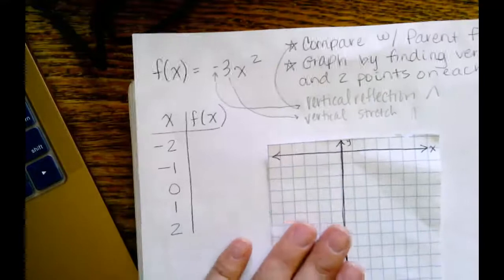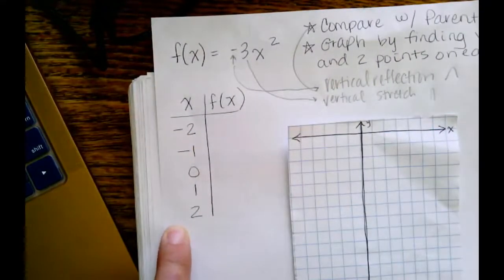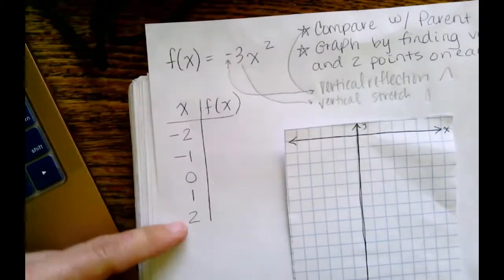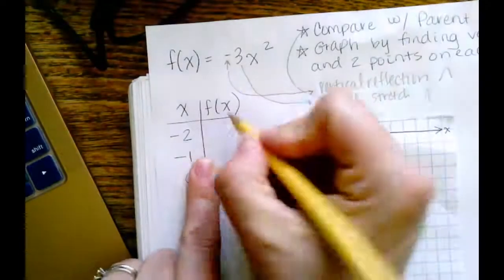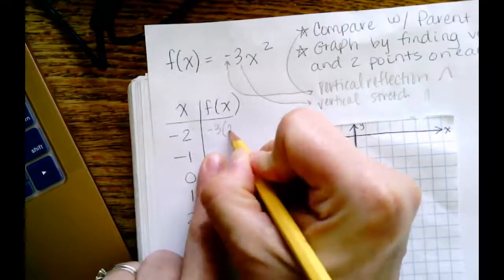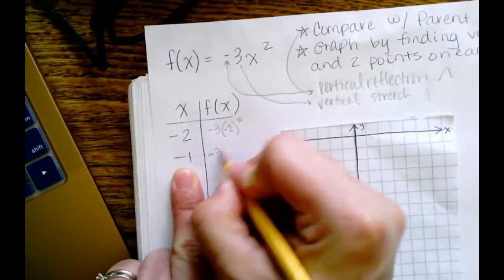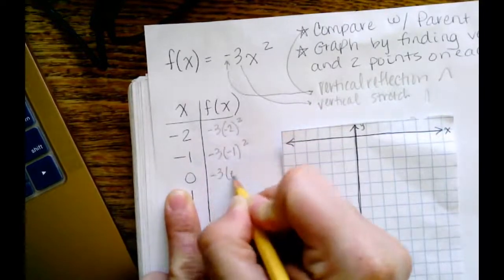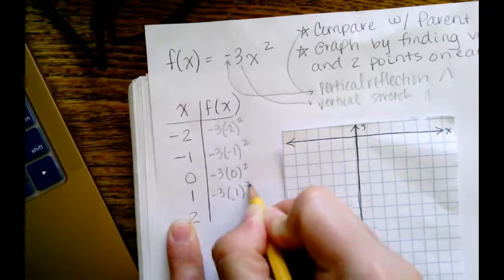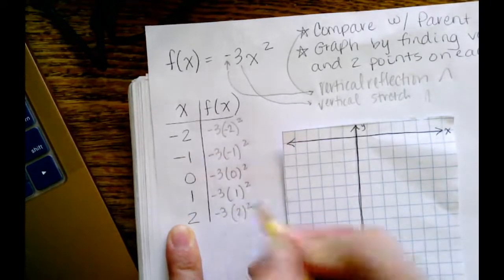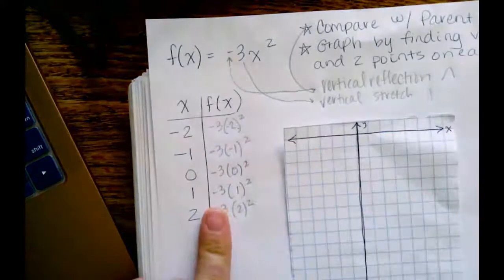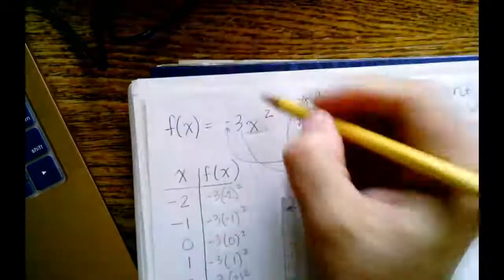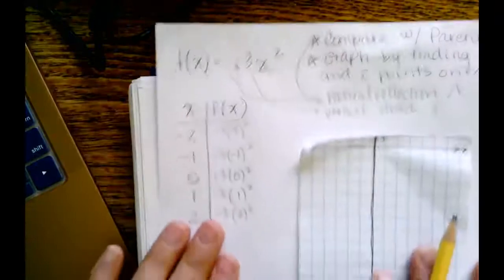So the easiest way to do this, I'm going to use this table, and you'll use the same table when you do yours. So I have -2 to 2 for my x values, and then I need to just find f of x for each of those. So I'm doing -3 times -2 squared, -3 times -1 squared, -3 times 0 squared, -3 times 1 squared, -3 times 2 squared. Notice all of these that I'm squaring the x before I multiply by that negative number. That's really important. Okay, it's not -3x squared, it's -3 times x squared.